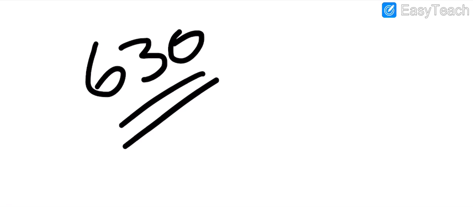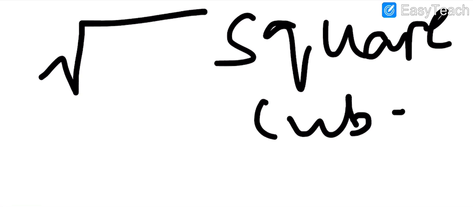Okay. Now, if we have a square root or a cube root, this is called a square root. What is a square? That's the second topic. And what is a cube? Okay.